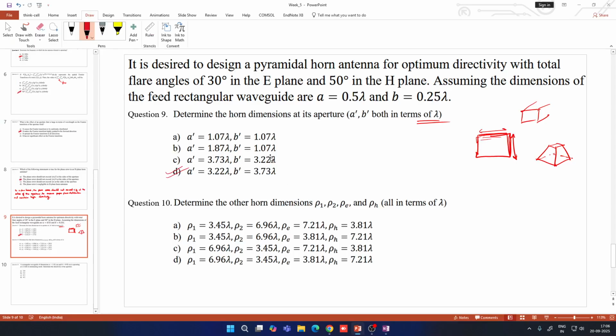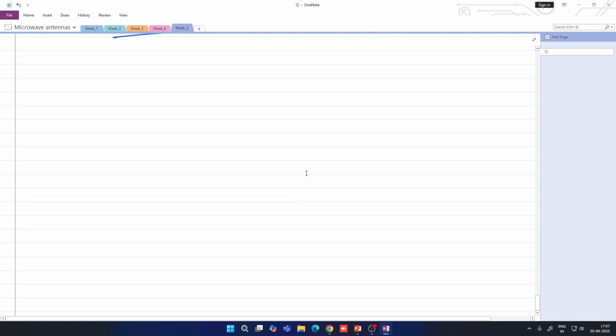Now we will move on to question number 10. Determine the other horn dimensions rho 1, rho 2, rho E and rho H, all in terms of lambda. Now we will start solving question number 10.